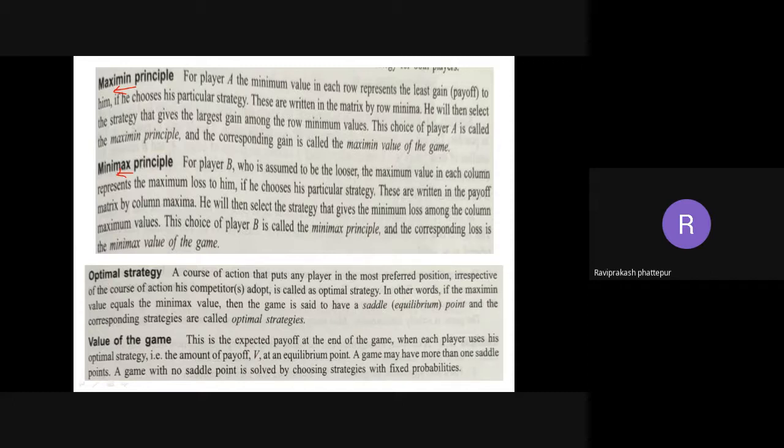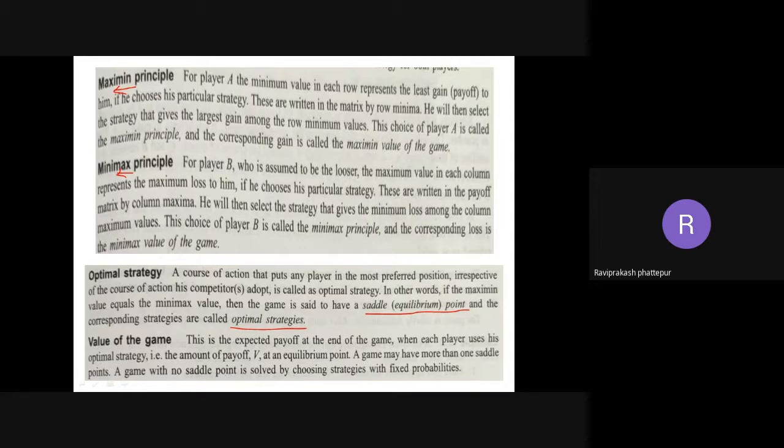Then optimal strategy: the course of action that puts any player in the most preferred position irrespective of the courses of action his competitors adopt is called the optimal strategy. In other words, if the maximin value equals the minimax value, then this particular game is said to have a saddle point or the equilibrium point, and the corresponding strategies are called optimal strategies. So whatever strategy the other person takes, you take one strategy and you end up at the point where you get the maximum profit or the minimum loss. That is called the equilibrium point or the saddle point.